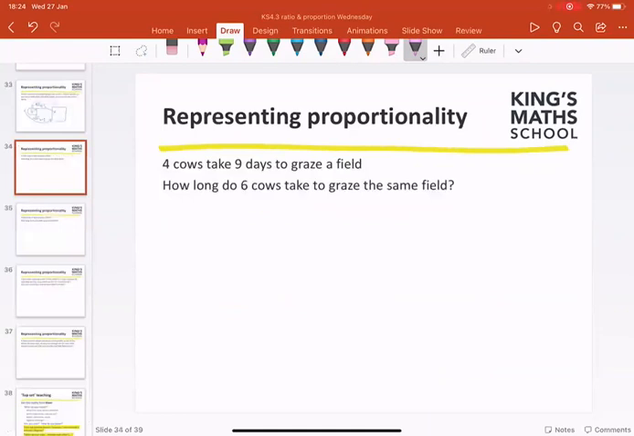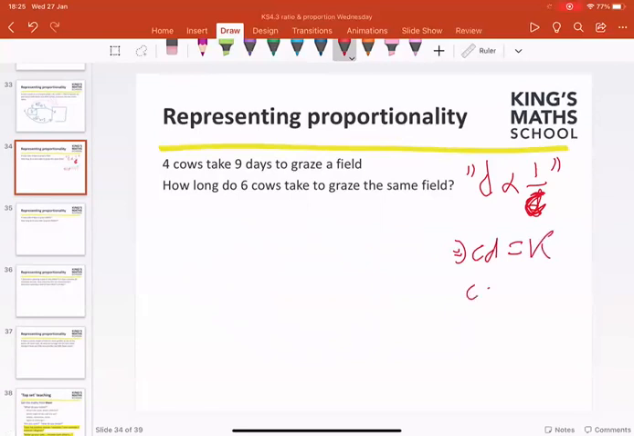So I mentioned proportionality a moment ago. This is your classic. So 4 cows take 9 days to graze a field. So, you know, if you do it by fluency, you just go, well, the number of days is inversely proportional to the number of cows. And so cow times day is constant, put the numbers in. So I got cow times day is 36.